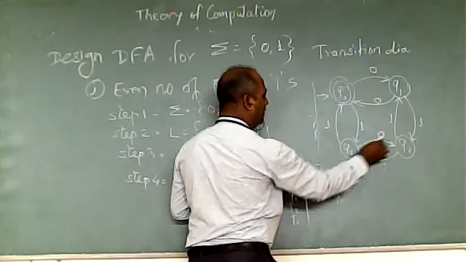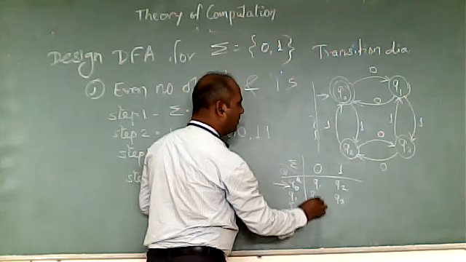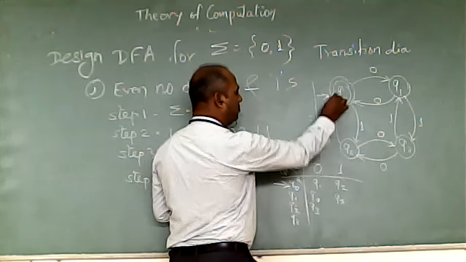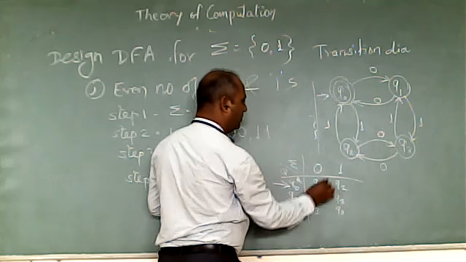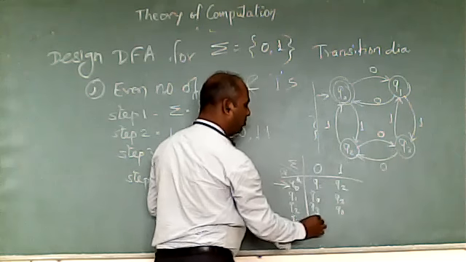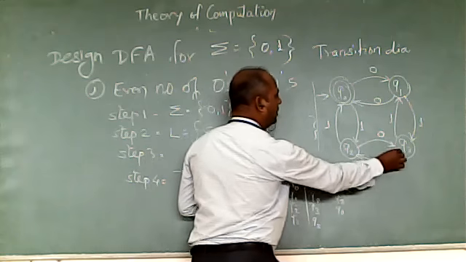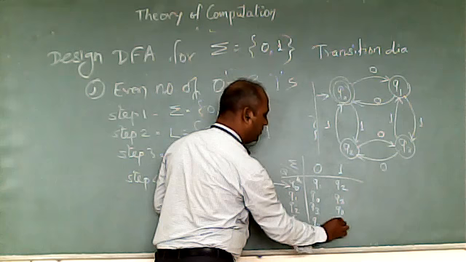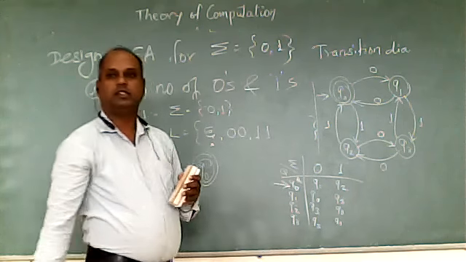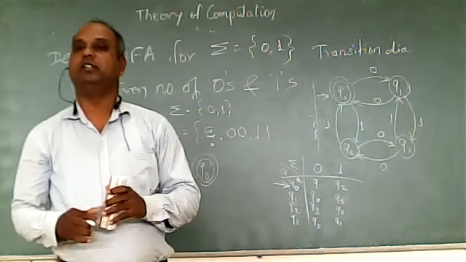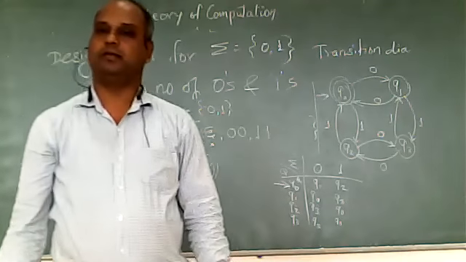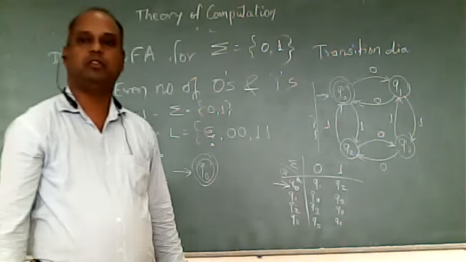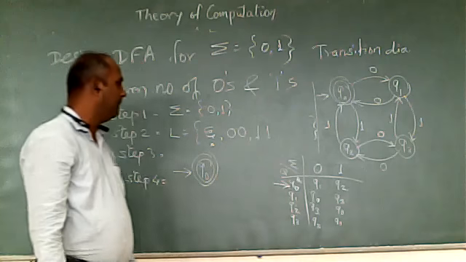Q2 with 0, it is going to Q3. Q2 with 1, it is going to Q0. Q3 with 0, it is coming to Q2. Q3 with 1, it is coming to Q2. This is the transition table for this problem statement.